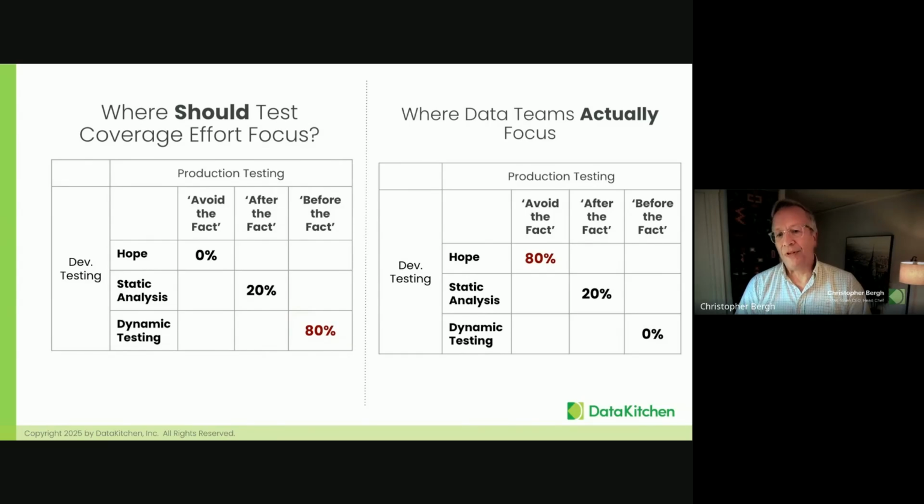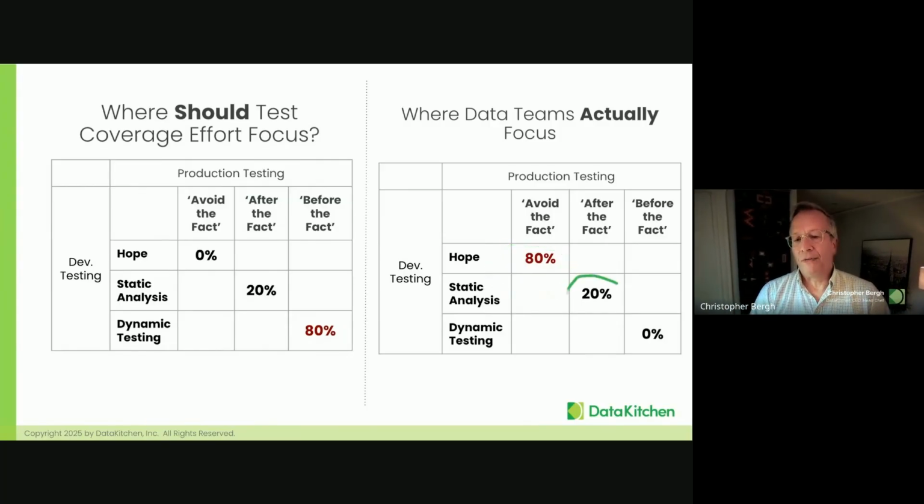Where do people actually do it? Honestly, I think most teams are in the hope and avoid the fact. With some newer tools, people are doing some static analysis after the fact. If you look at testing in the market, they say do data observability, which we're going to talk about as an after the fact type of test, and then they do unit tests. But I think very few people are doing dynamic testing before the fact, and that's where we should spend our time.